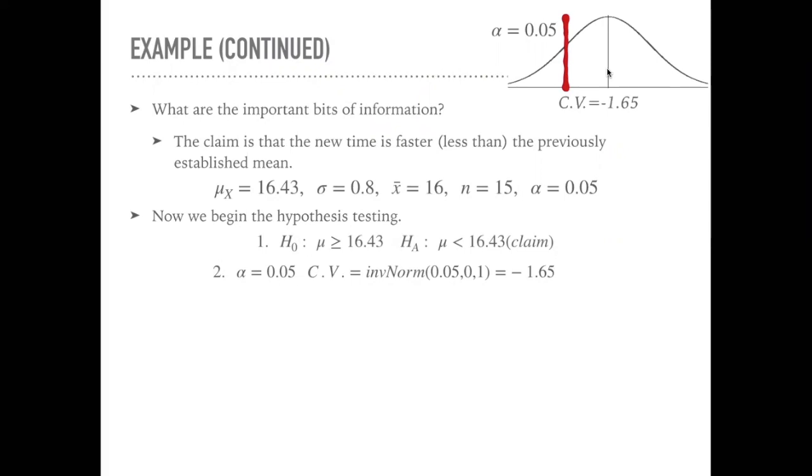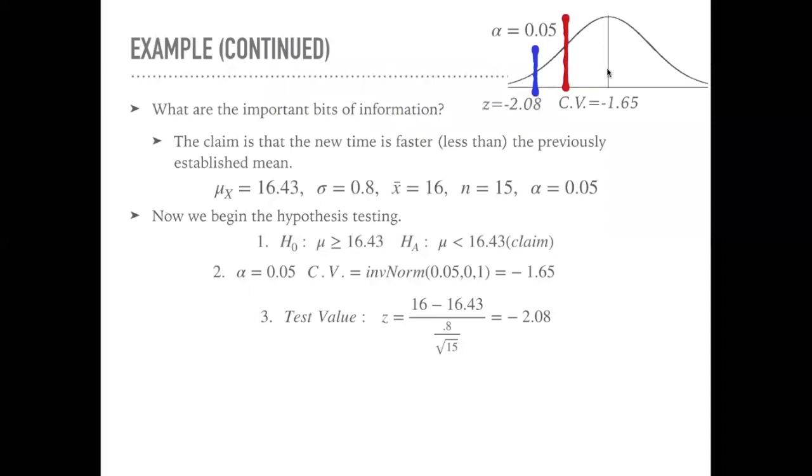From there, step 3, we're going to be finding our test value. We're going to be taking our sample mean minus our previously established mean time, divided by our standard deviation over the square root of the sample size. So we're going to get that our test value is negative 2.08. We'll draw that into our picture as well.